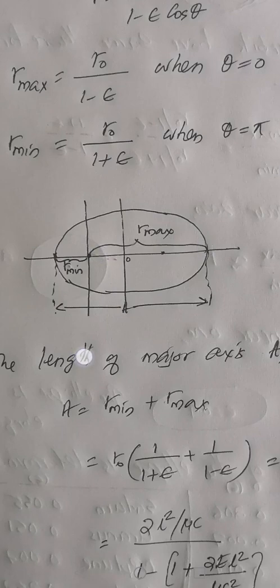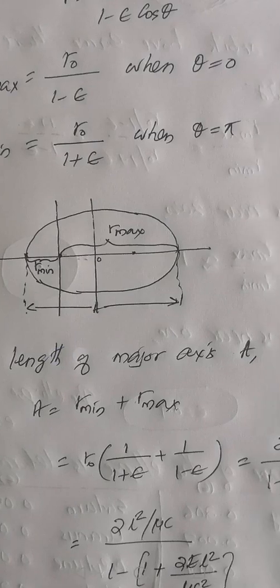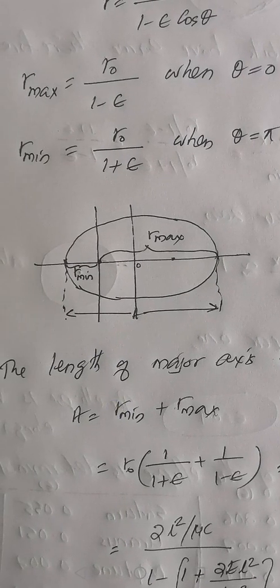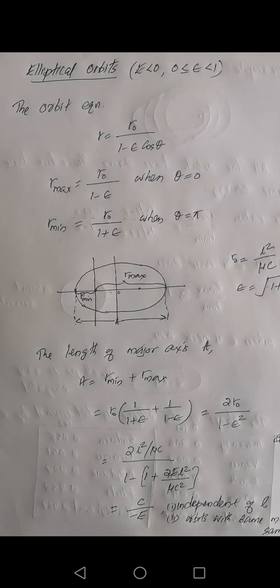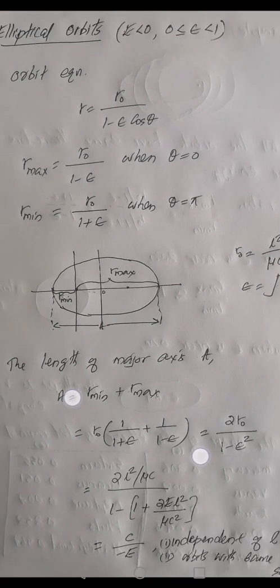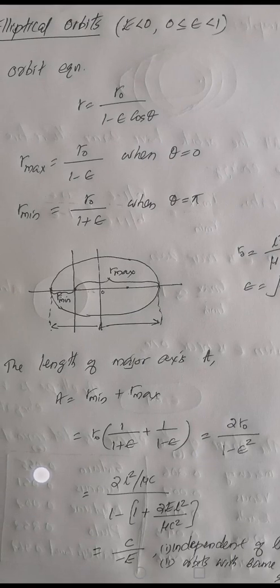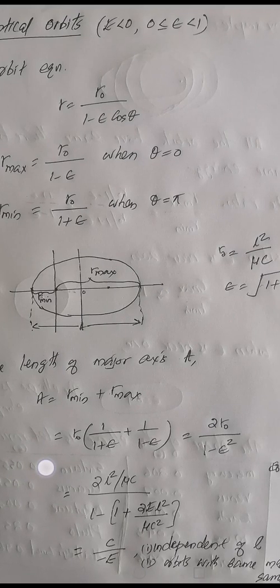So the sum of r minimum and r max will give you the length of the major axis that we call A. Okay, this is A. So A is equal to r minimum plus r maximum. So that is r0 into 1 by 1 plus epsilon plus 1 by 1 minus epsilon. So solving, you will get 2 r0 by 1 minus epsilon square.